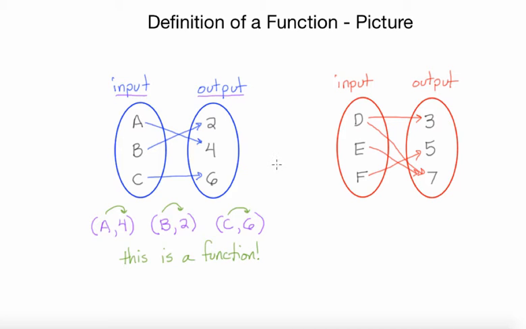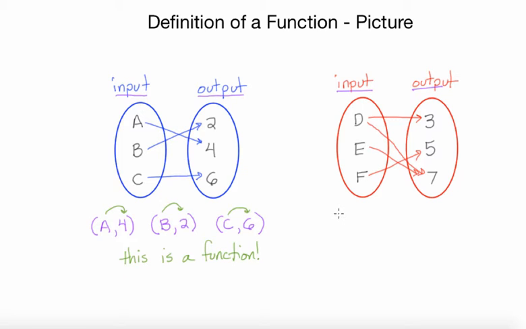All right, let's take a look at this other example. I have some other inputs and outputs going on, so let's see if it's got a function relationship. So I'm inputting, in this case, D, E, and F. My outputs are 3, 5, and 7. When I input D, what happens? If I input D, it turns into 3, but there's also an arrow showing that it turns into 7.